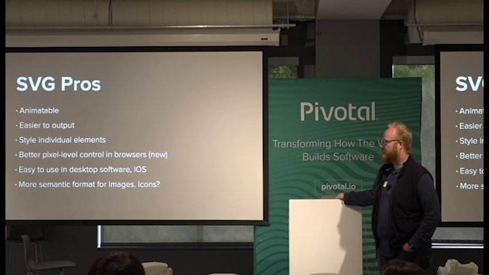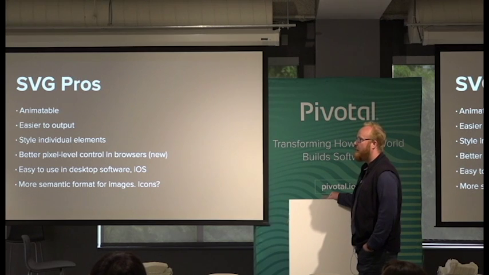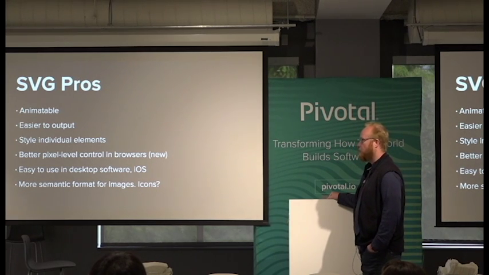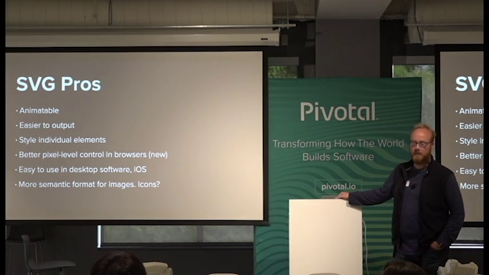Unfortunately, a lot of browsers have sort of broken pixel perfection for icon sets, for icon fonts over the past year or so. So SVG now wins when it comes to pixel level control in browsers. They're very portable and easy to use in desktop software. It's a little bit more of a pain in the rear end to use Font Awesome for a lot of that kind of stuff. And they're arguably more semantic, a more semantic format for images.